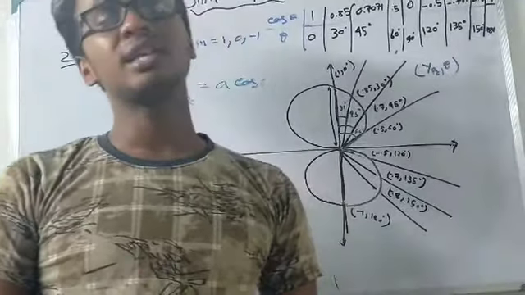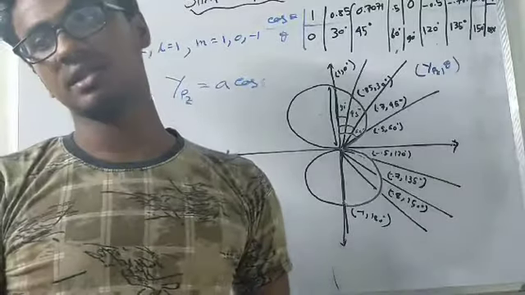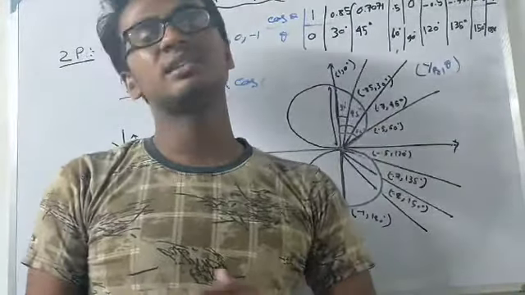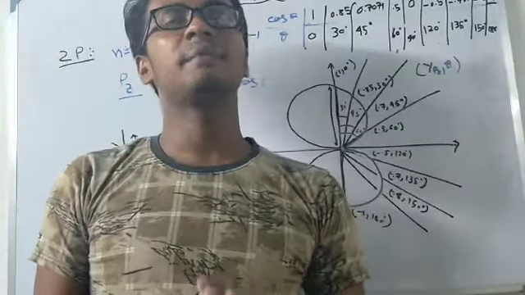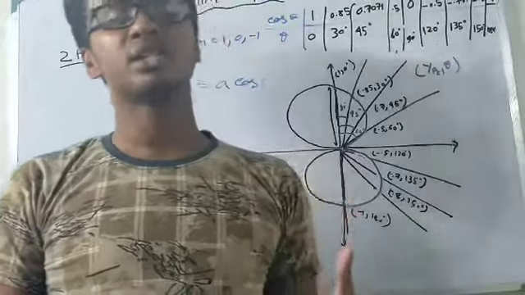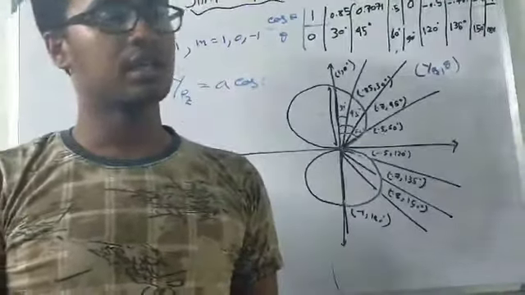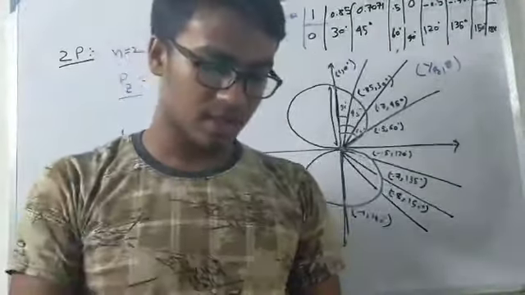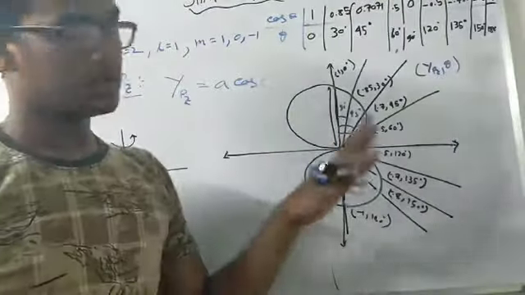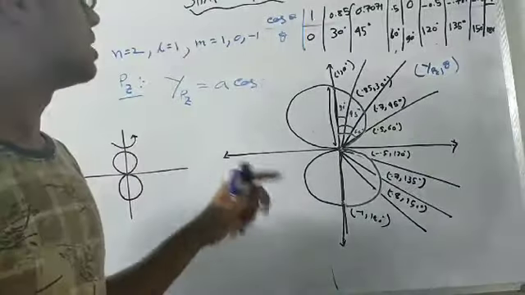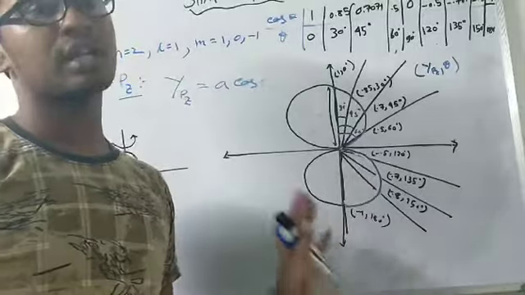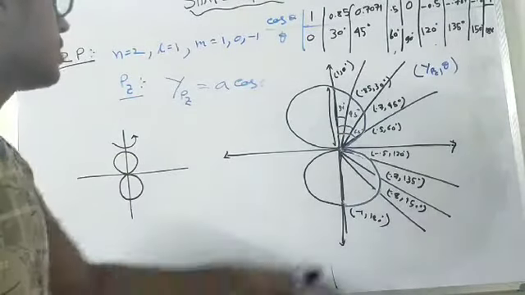Okay, the shape of the orbitals, dumbbell shaped or spherical shaped, is nothing but the graphical presentation of the angular wave function in the polar coordinate system. I think it's clear. In this section we are just trying to draw the polar graph of cos theta. So this is the result.